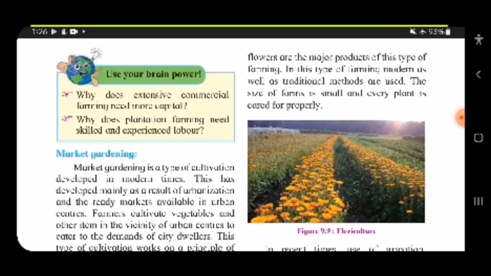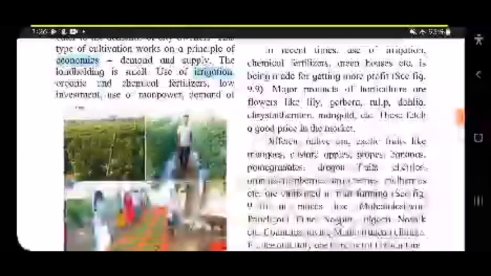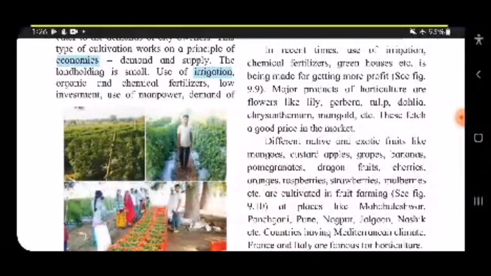The size of the farm is small and every plant is cared for properly. Here the size of the farm is not too big, it is small. But what we need to do is take proper care of the plants. You know that flowering plants have to be taken care of. Okay. In recent times, use of irrigation, chemical fertilizers, greenhouses is being made for getting more profit.